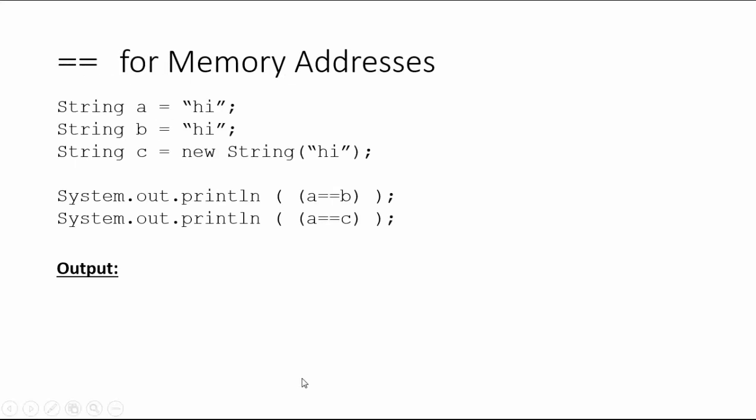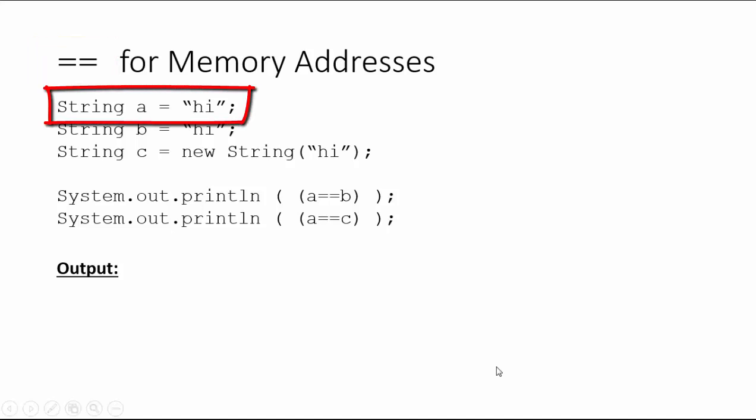When testing if contents of objects are equal, you will need to use the equals method, not the equality operator, equals equals. Using the equality operator will test if the contents of the memory location are equal, and for objects, the contents of the memory location is the address to the object. It's not what's actually contained in the object.